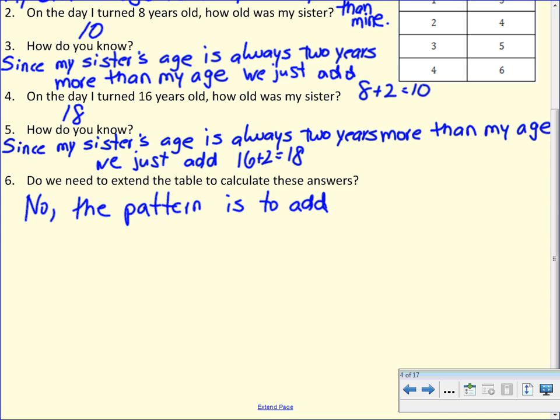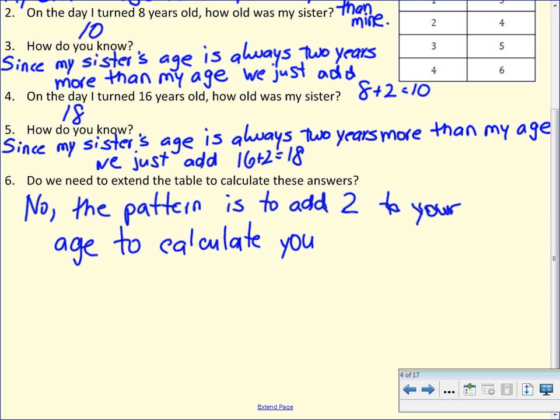The pattern is to add 2 to your age. Calculate your sister's age. Those four variables are great. We don't have to extend the table. Once we see the pattern, we know that that's always going to be the rule.